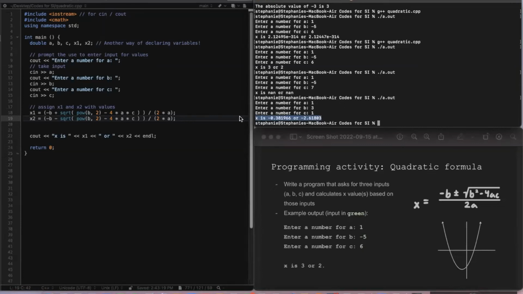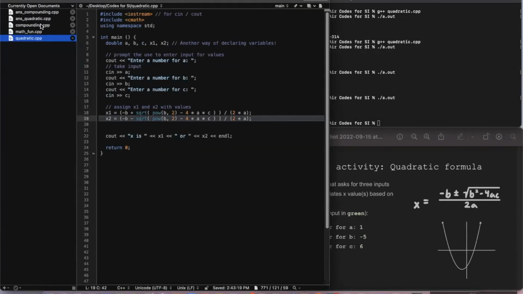I'm planning on having you revise this calculator so that when it gives "not a number," it will actually say there are no real zeros. So we'll get into that next week. Hopefully that answers your question.